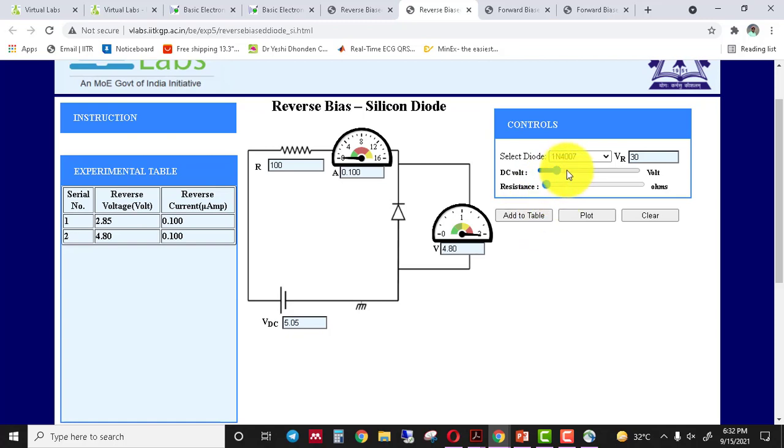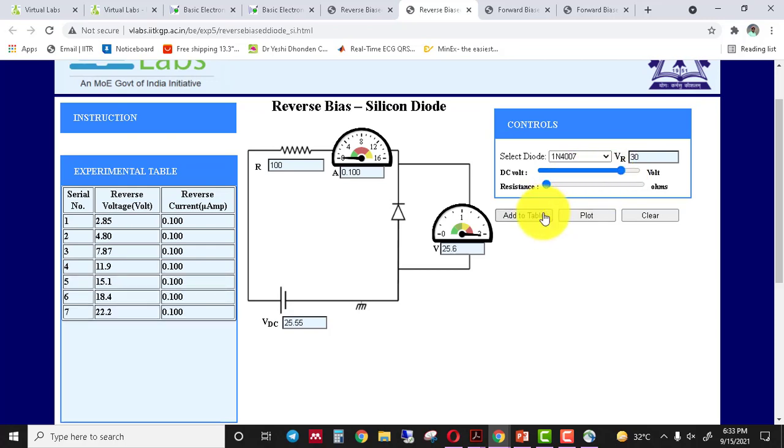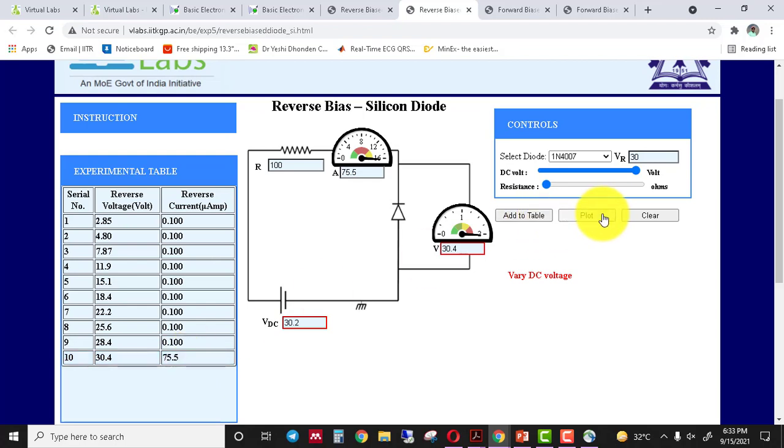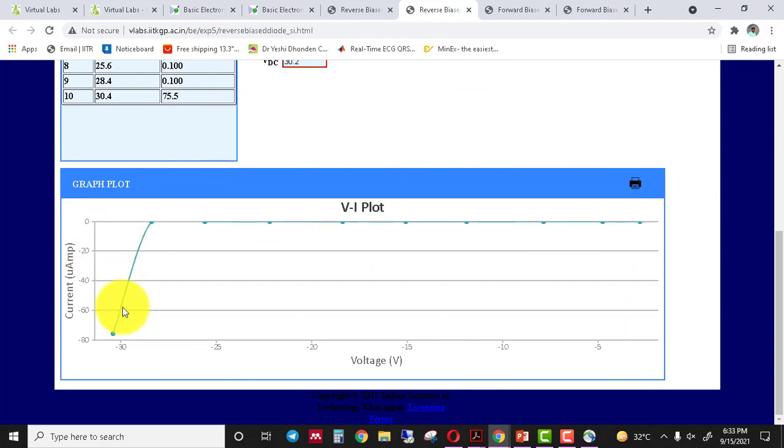Here you can see that when we start varying the DC voltage, the reverse voltage and the corresponding current in the diode circuit are available in the observation table. Okay, so here you can see that the reverse current is in microamperes, which means the value of the reverse current is very small, but when we increase the voltage level above 30 volt, you can see that a high value of current, that is 75.5 microampere, will flow through the diode circuit. Okay, this is the characteristics of reverse bias condition.